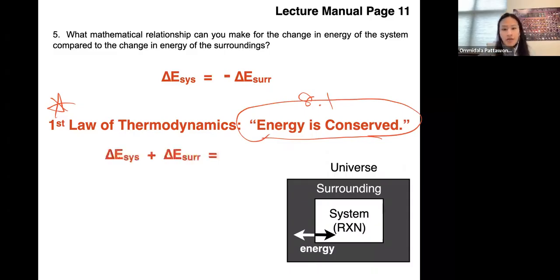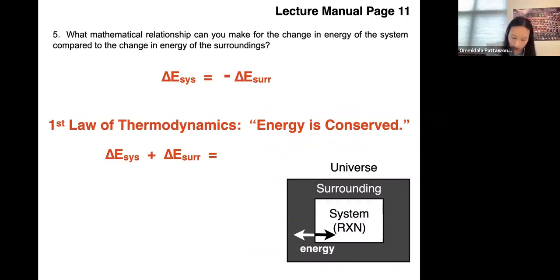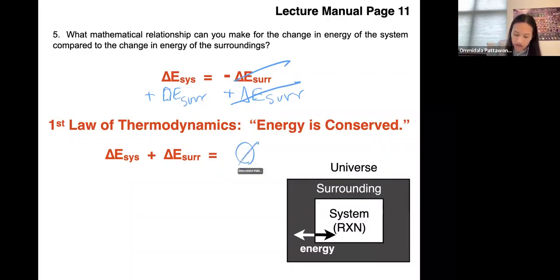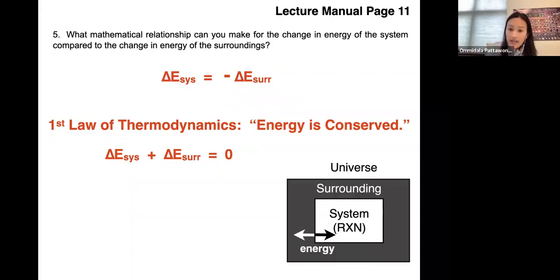Okay, so I'm going to do some rearrangement here. I'm going to add delta E surrounding to both sides. If I do that, this is going to cancel out, so it's going to leave 0 on one side. On the other side, you are going to have delta E system and delta E surrounding together, because I want to move everything to one side. This is equal to 0, and this is why we call it conserved, or constant: when nothing is changed, it's equal to 0. It just means that there is no net energy change, it's just transferred between the two.